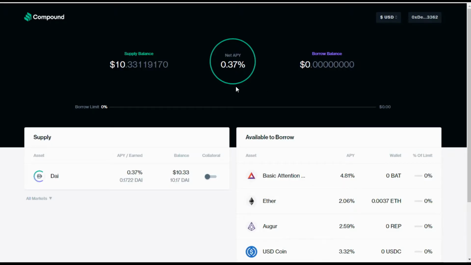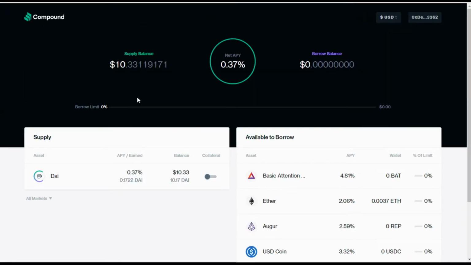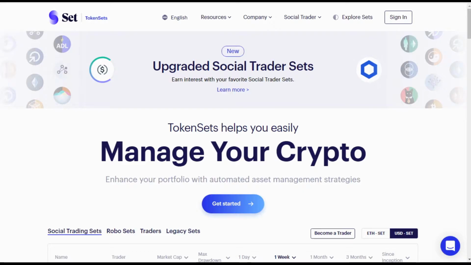Okay, so let's go and check out Token Sets. Okay, so like I say, this is Token Sets.